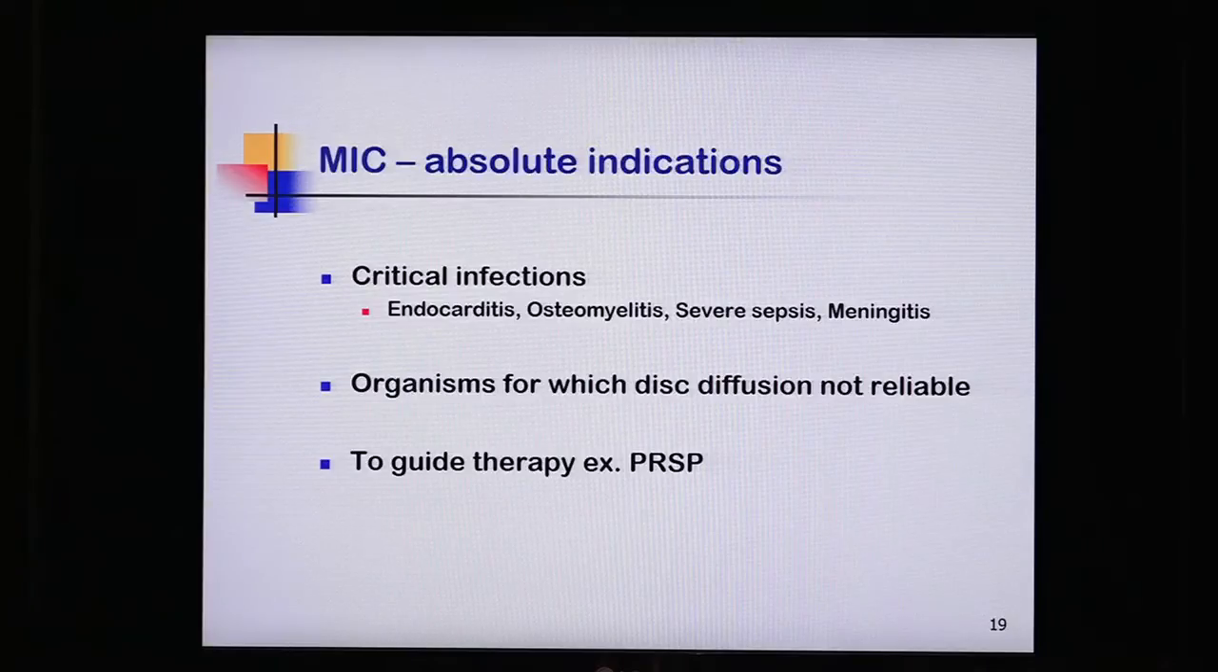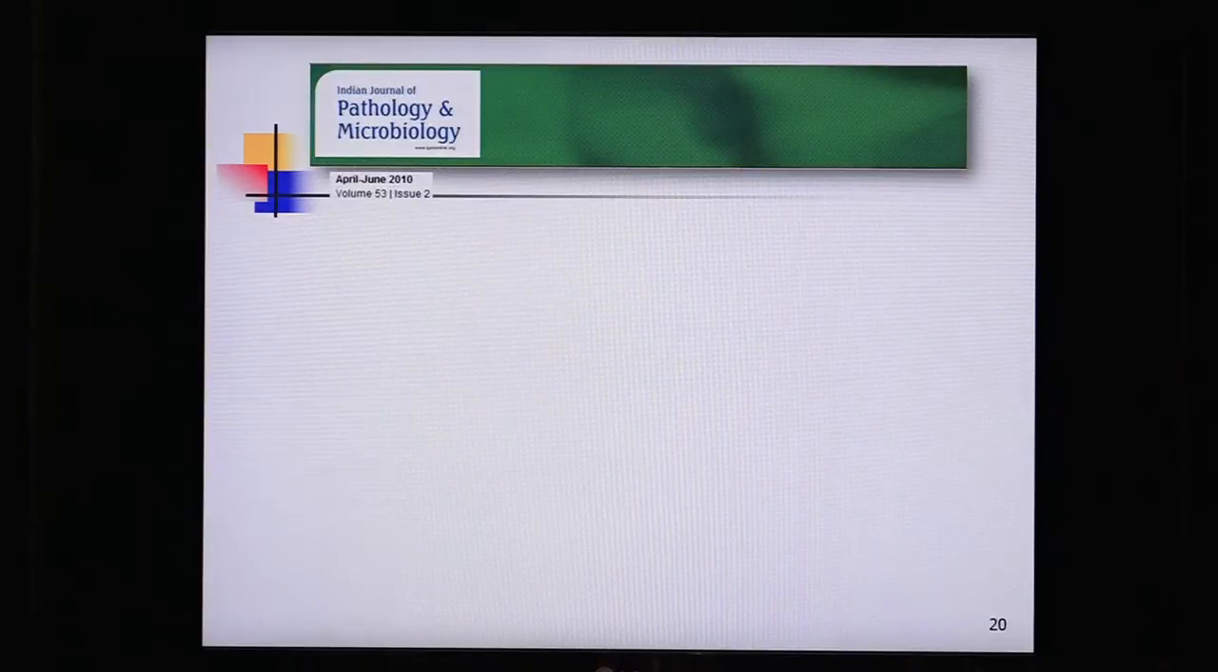Organisms for which disc diffusion is not reliable. There are many organisms for which disc diffusion is not reliable, and therefore we should not attempt to do it for them. Disc diffusion is contraindicated. And for guiding therapy, as in the case of penicillin resistant Streptococcus pneumoniae against oxacillin.